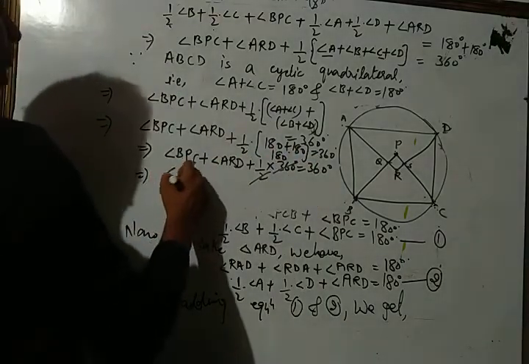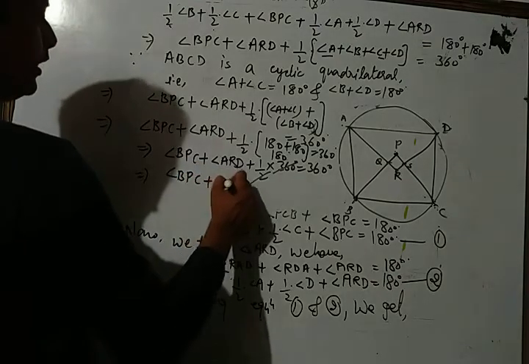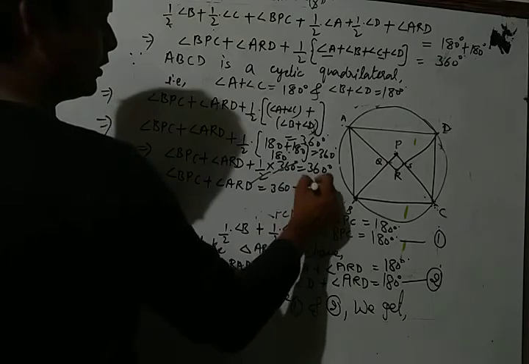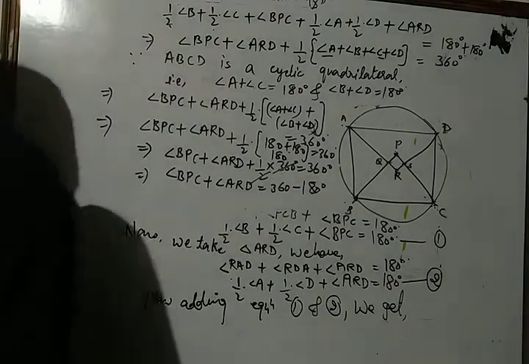Now angle BPC plus angle ARD is equal to 360 minus 180. Now let's see.